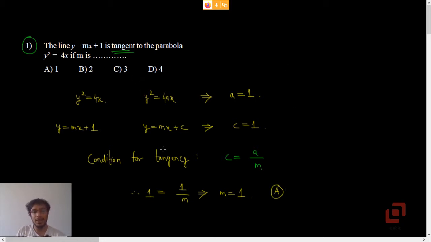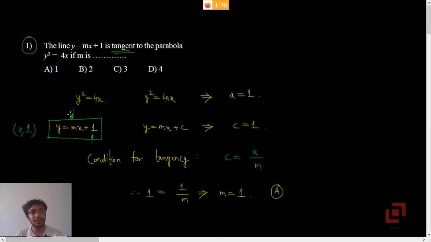The line that we have been given, y equal to mx plus 1, is a variable line because the slope of that line is going to change. So m is the parameter here. But you can say that this line y equal to mx plus 1, irrespective of the slope that it is going to have, will always pass through the point 0, 1, or in other words its y-intercept is 1.